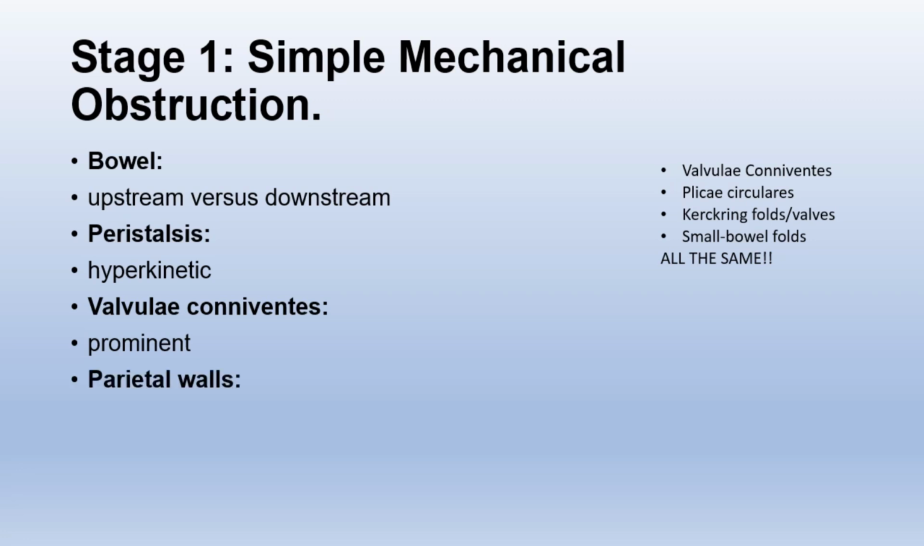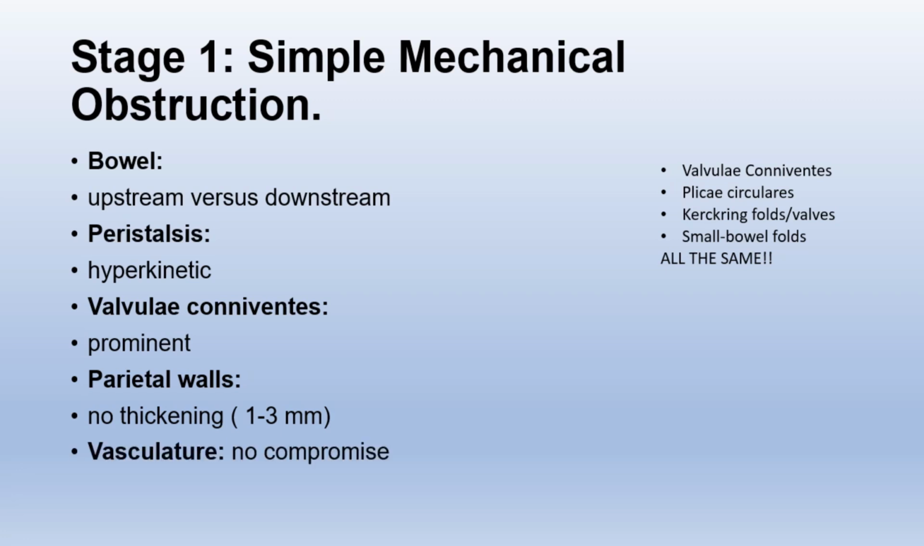Then we're going to look at the parietal walls. And in this stage, there's no thickening yet of the wall. Again, there's no consensus definition of this, but some benchmarks is the normal bowel is 1 to 3 millimeters. The important part at this stage is there's no vascular compromise. And so these patients are generally going to respond to conservative therapy. So if you see these features, you're more sure that this patient may have a lower grade obstruction.